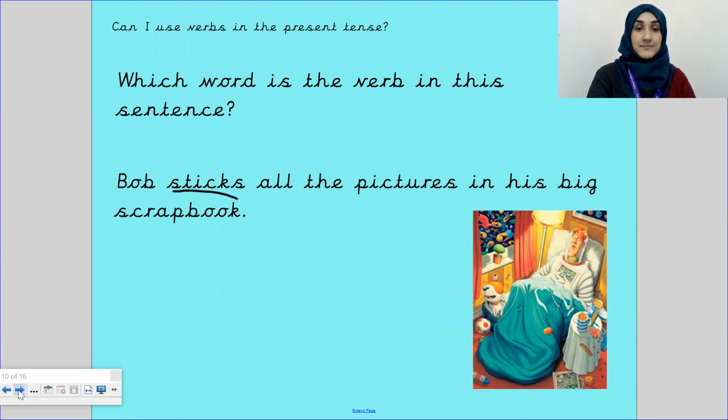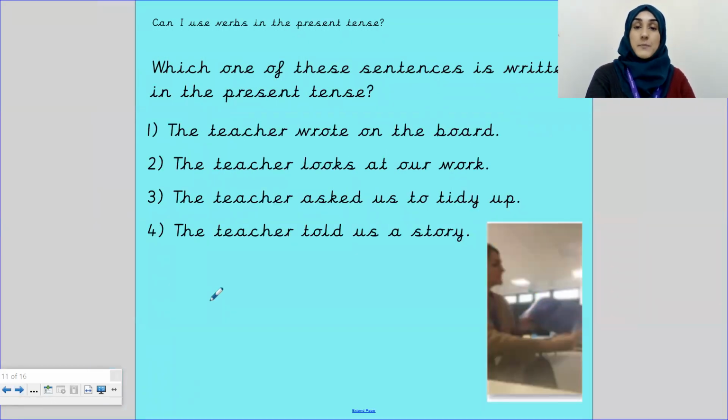Well done. Okay, now I'm going to read 4 sentences to you. You just need to hold up your fingers which one you think is written in the present tense. So good listening. Sentence number 1. The teacher wrote on the board. Have a quick think. Is that written in the present tense? Okay, sentence number 2. The teacher looks at our work.